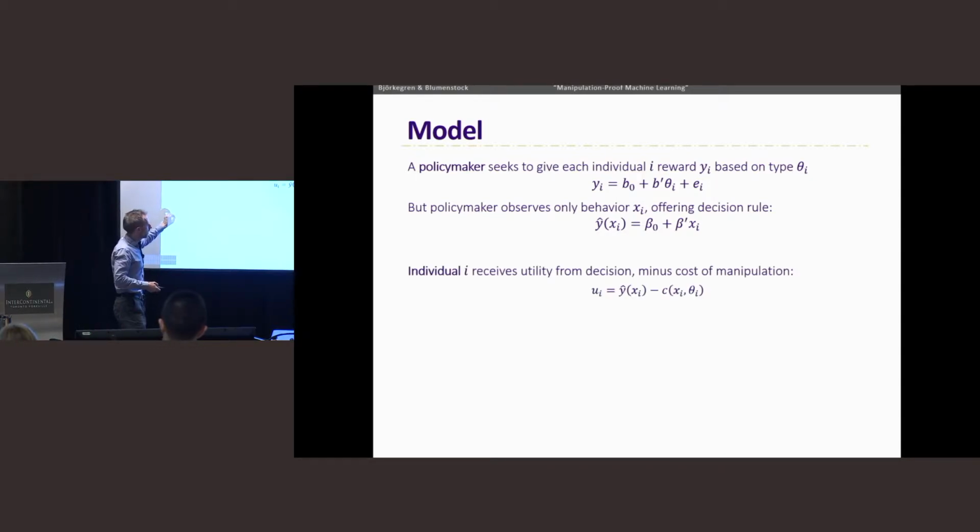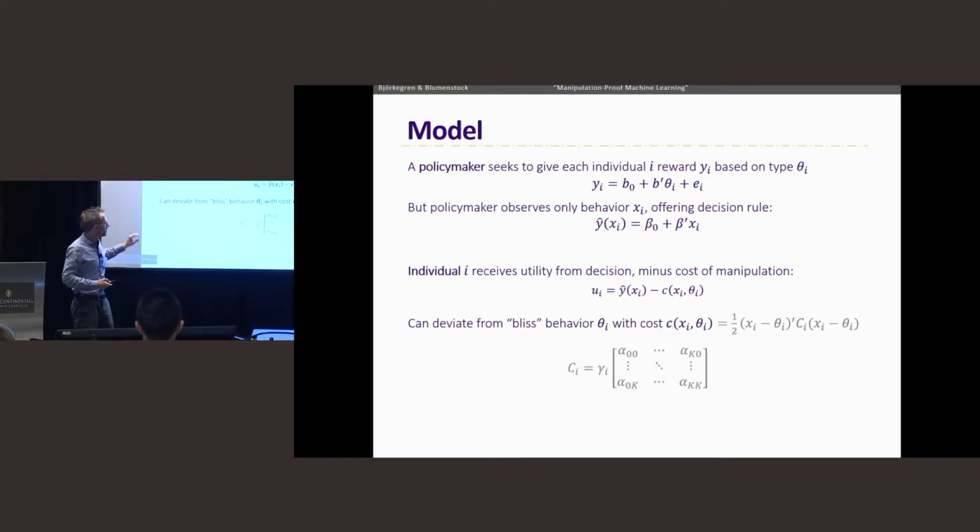Now, an individual here receives some utility from this decision, and so they have an incentive to receive a higher reward. They can also manipulate their behavior at some cost. Individuals like having their behavior at the bliss level; they like to set their x's at their thetas. But if there are incentives to, they can manipulate the behavior that is exposed to the algorithm. They face quadratic costs, and those costs can differ in two ways. First, some people may find it easy to manipulate everything, and others may find it hard, so there are differences between people. There are also differences between features. Some features may be easy to manipulate, like making a lot of outgoing calls. It's harder to receive a lot of incoming calls.